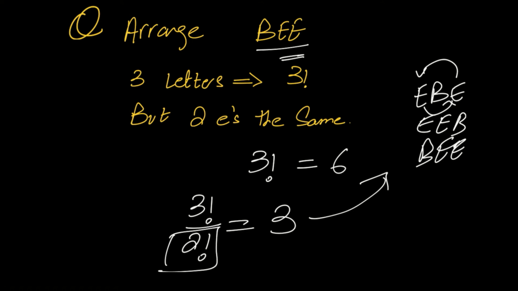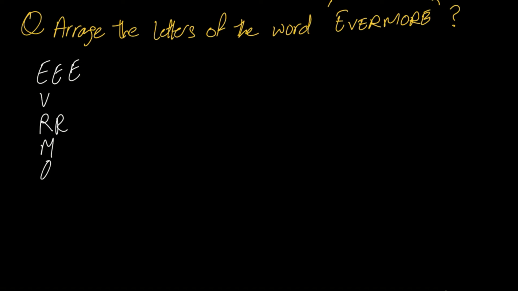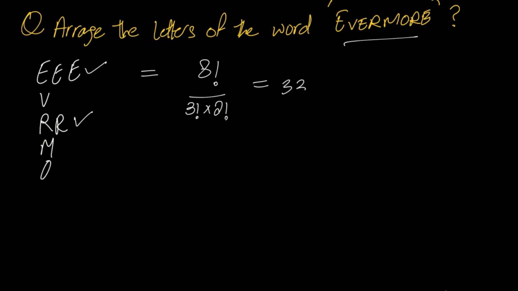Okay, so now we're going to be solving some similar questions. We've been given the word EVERMORE and we have to arrange it. If we have to arrange all 8 letters, we can simply do 8 factorial. But because there are 3 E's the same and 2 R's the same, we will do 8 factorial upon 3 factorial into 2 factorial. So this will give us 3360.